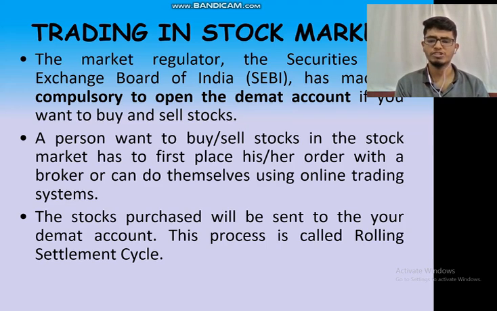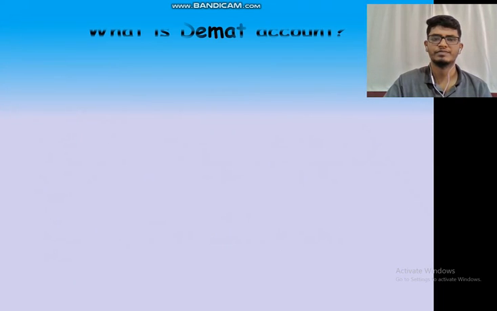The stocks purchased will be sent to the demat account, and this process is called the rolling settlement cycle. So the stocks which you have purchased will not come to your hand; they will be credited to your demat account. In the demat account you will not get any physical certificate of your stocks. You will get the shares in dematerialized format.